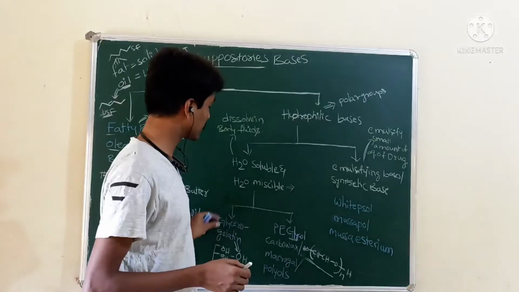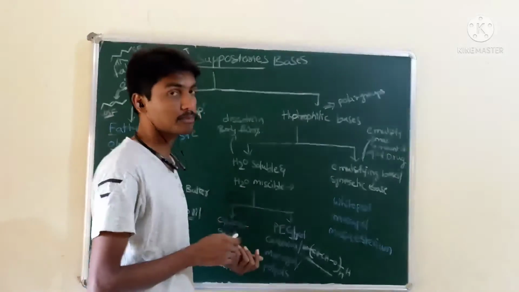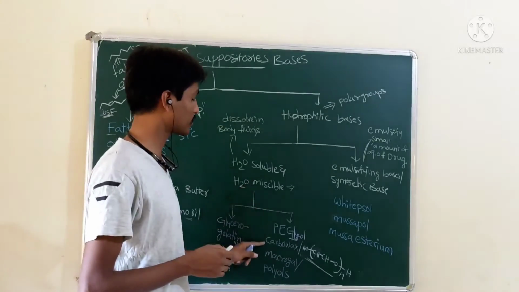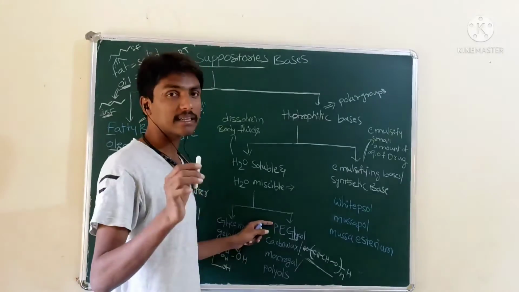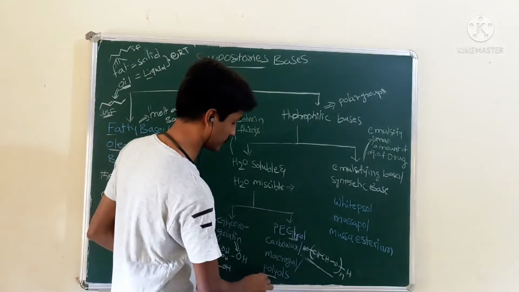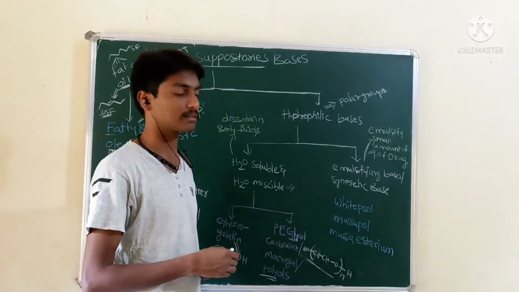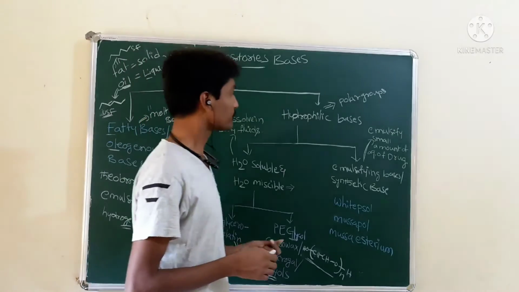Glycerogelatin majorly comes under water soluble. Polyethylene glycol comes under water miscible bases. Polyethylene glycol can also be called carbowax, macrogol or polyols. These are the same synonyms for polyethylene glycol.